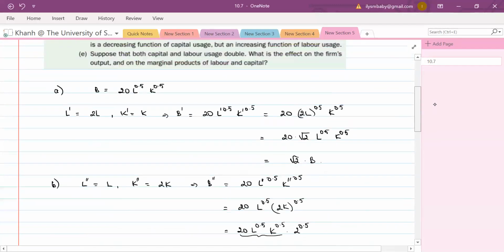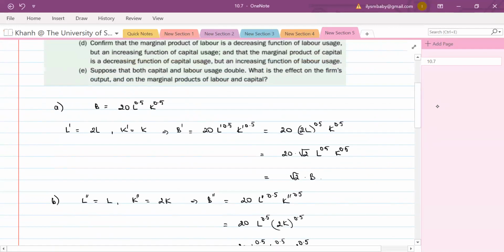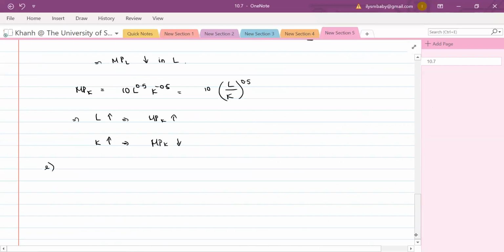All right, so part A asks: suppose that both capital and labor use double. What is the effect on the firm's output and on the marginal products of labor and capital? So if we assume that labor star is double, so that becomes 2L, and K star equals 2K, how is that going to affect our output?